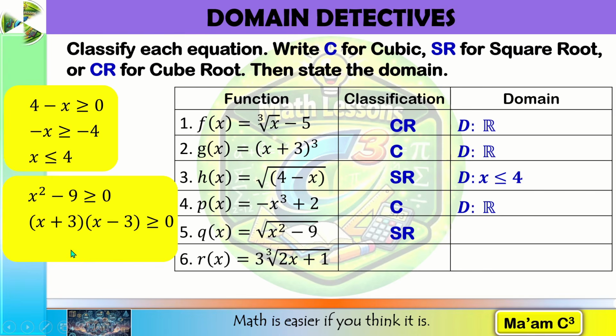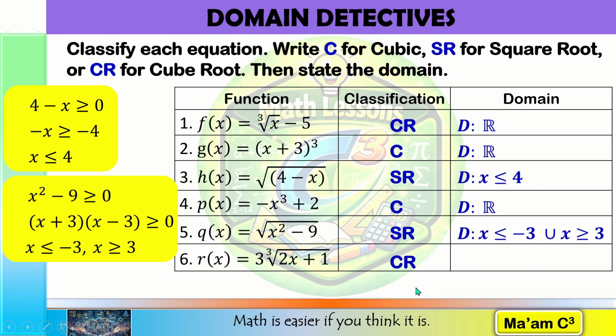this lesson. The solutions here are x is less than or equal to negative 3 and x is greater than or equal to positive 3. This will be our domain: the set of all x such that x is less than or equal to negative 3 union with x is greater than or equal to 3. And last one, we have 3 times the cube root of 2x plus 1. It's a cube root. And the domain, of course, is the set of all real numbers.